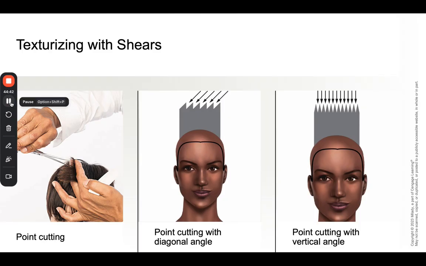If we're texturizing with shears, more than likely we are going to be performing point cutting. Point cutting is when you take the tips of your shears and you cut into your cutting line at a point or angle. It creates a broken edge.